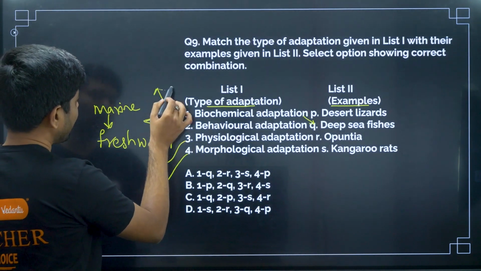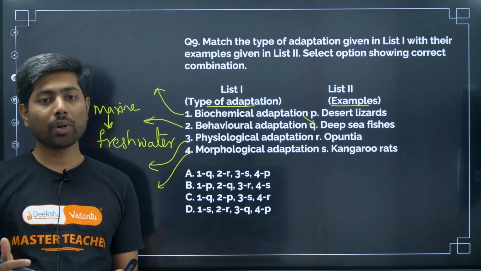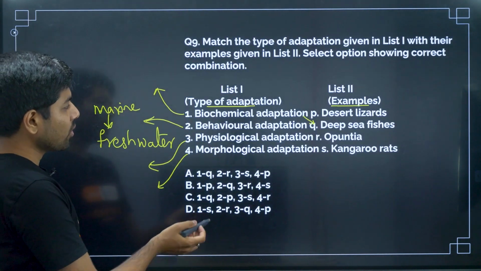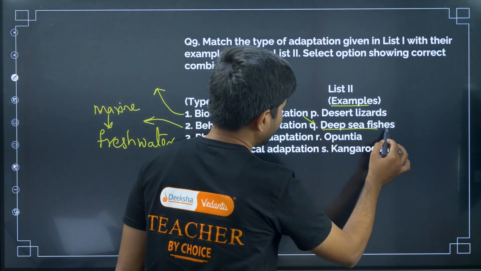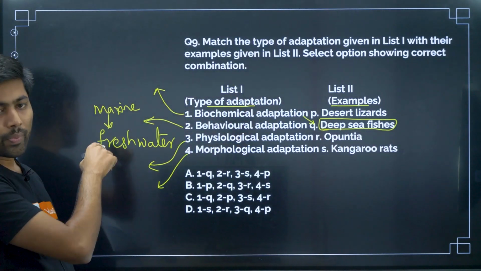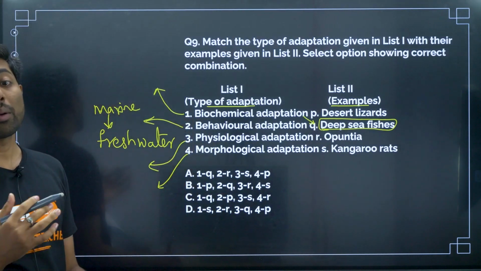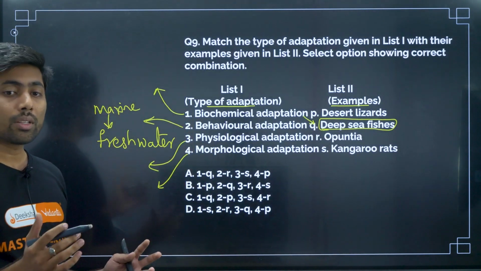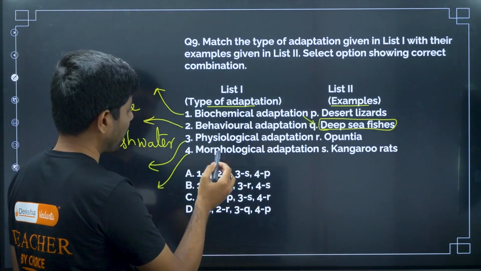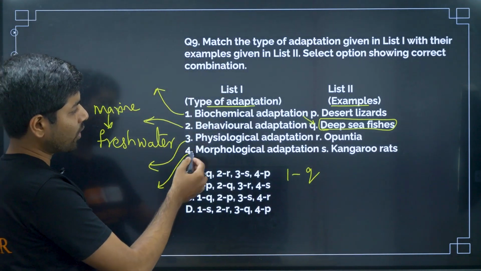Biochemical adaptation is when you make permanent changes in the body, producing different types of enzymes. Here you can see deep sea fishes. They live very deep, so they cannot make a behavioral change. Therefore they make biochemical changes by synthesizing different types of enzymes. They change their biochemistry. Therefore deep sea fishes go for 1. Therefore 1 is Q.